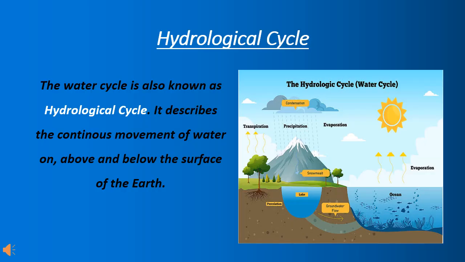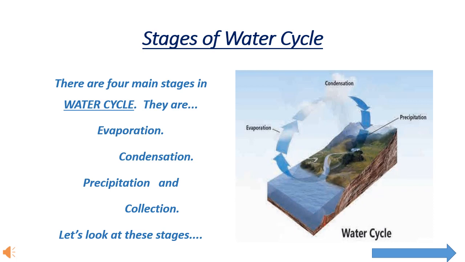Hydrological cycle. The water cycle is also known as the hydrological cycle. It describes the continuous movement of water on, above, and below the surface of the earth. Stages of the water cycle. There are four main stages in the water cycle. They are evaporation, condensation, precipitation, and collection. Let's look at these stages.